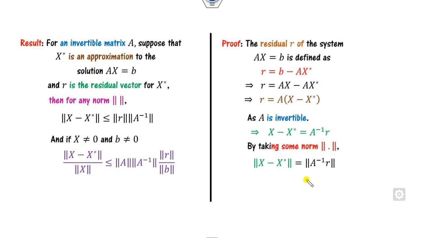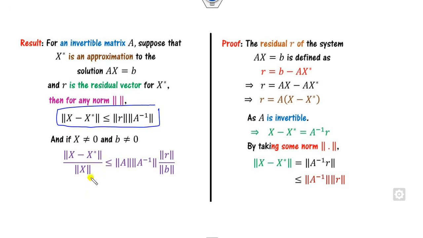Fine. How can you solve that? So it will be less than or equal to the norm of this and the norm of this. By using the vector norm property, the norm of this is less than or equal to the norm of A times the norm of B, and that's the proof of this result.